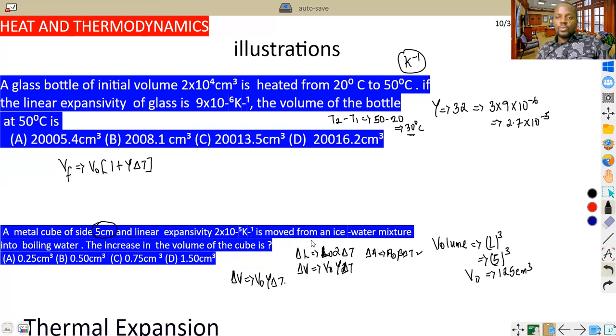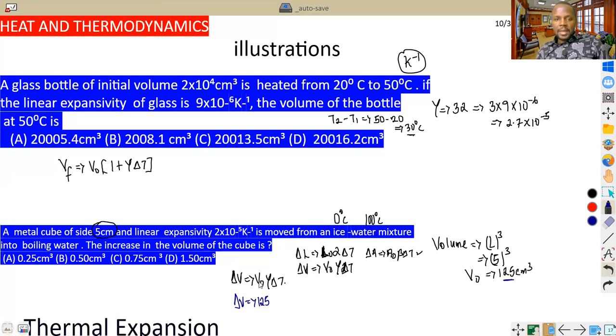So directly, from ice water, ice is 0 degrees Celsius, water is 100 degrees Celsius. So this is just a technicality that is there. Others are very easy. Delta V is what you are looking for, and V naught is what you calculated.